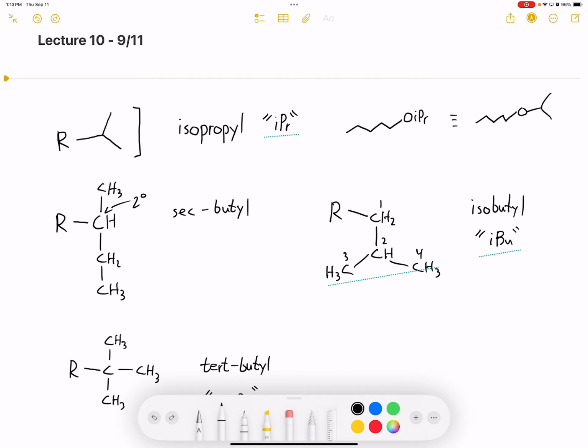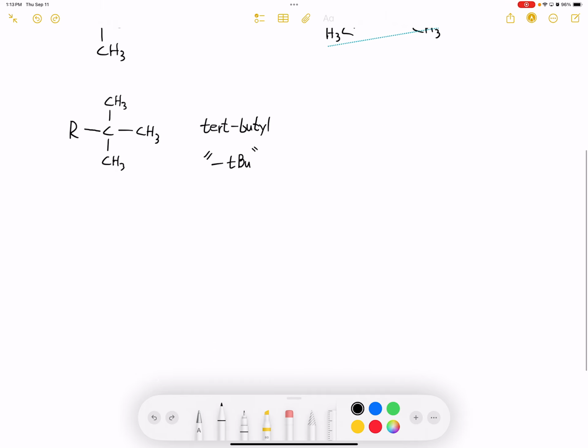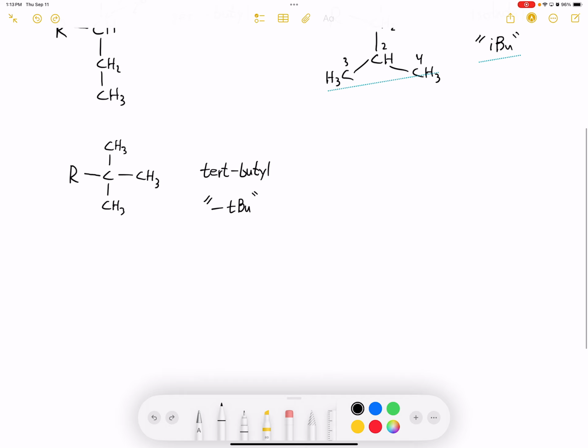Professor? Yes. Can you do neopentyl? Yes. Neopentyl is CH2, and then I believe CH3. All right. So, a terbutyl group with an extra CH2, that's neopentyl.